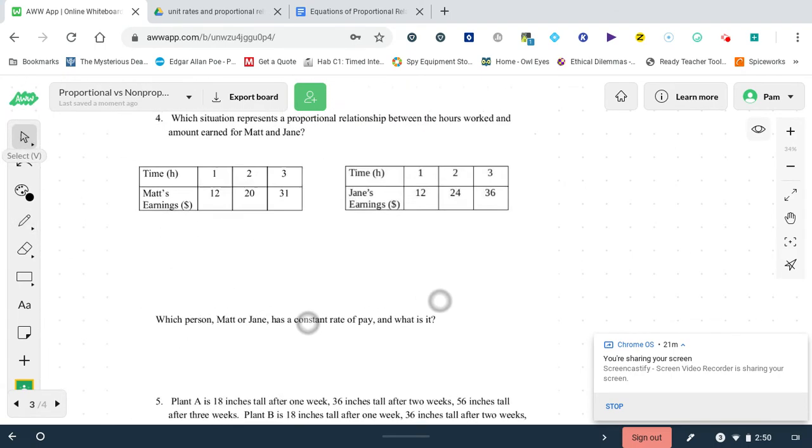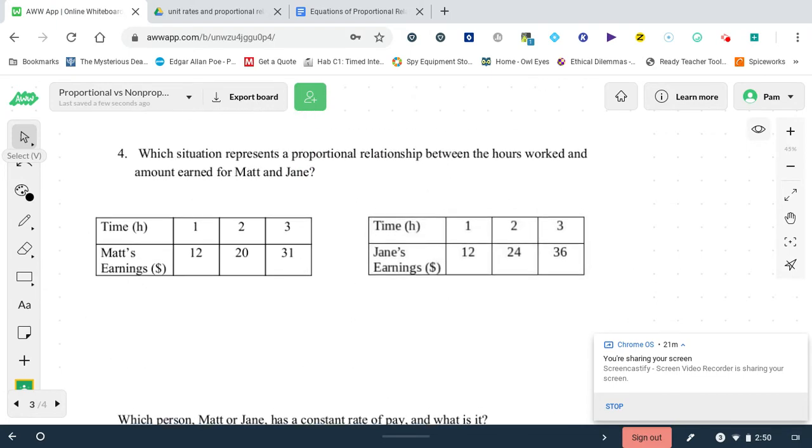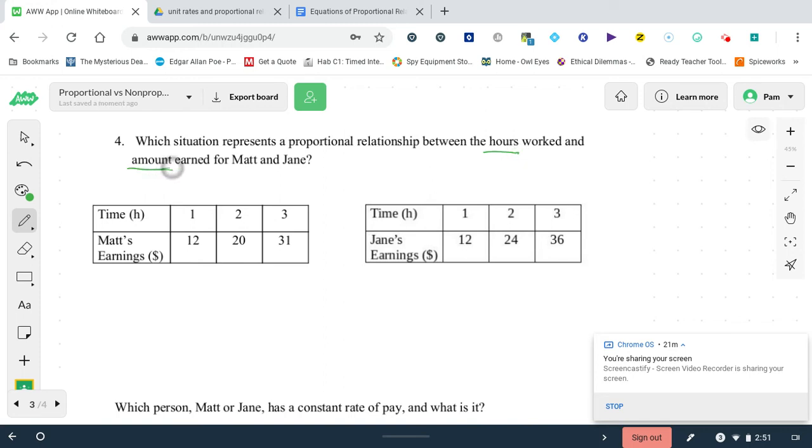All right, we're going to take a look at somebody's income. Matt and James. Let's go ahead and take a look at it. It says, which situation represents the proportional relationship between hours worked and amount earned for Matt and James. So as you can tell, this is Matt's, and here we're talking about James' hours worked and amount that's earned.